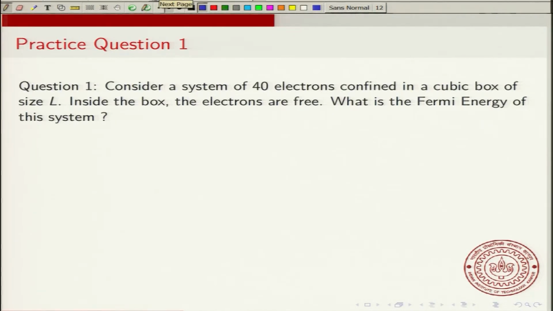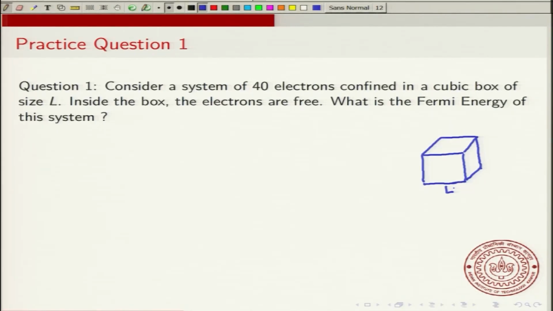So the first question asks the following. Consider a system of 40 electrons confined in a cubic box of size L. Inside the box the electrons are free. What is the Fermi energy of this system? So basically the idea is the following: you look at these electrons in a cubic box of size L, and you ask what are the possible energy states that you can get, and then you start filling the electrons into the energy states.